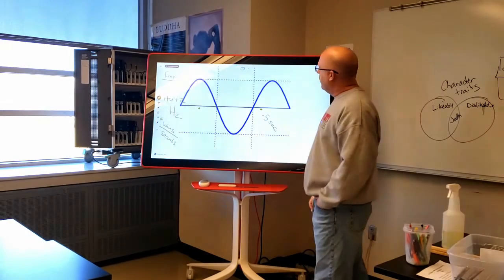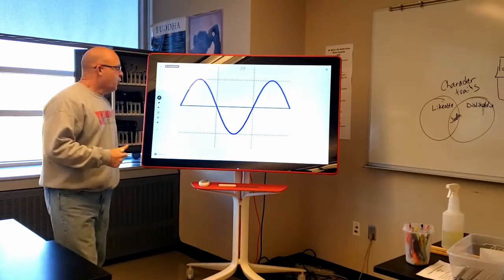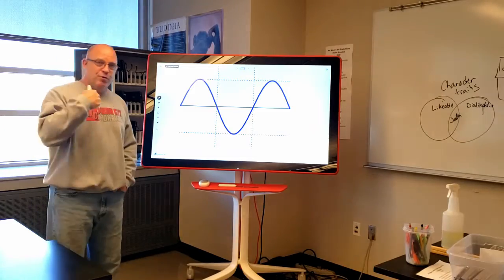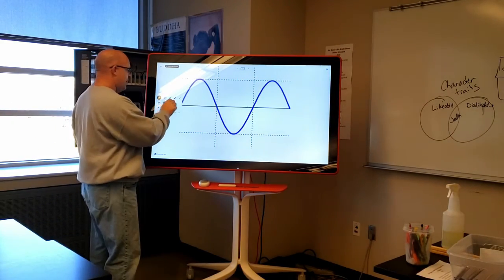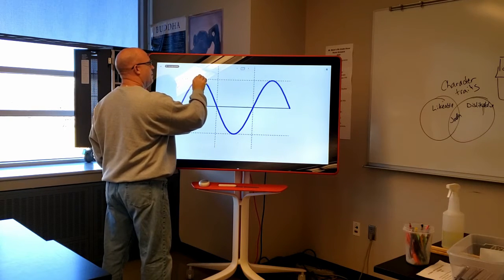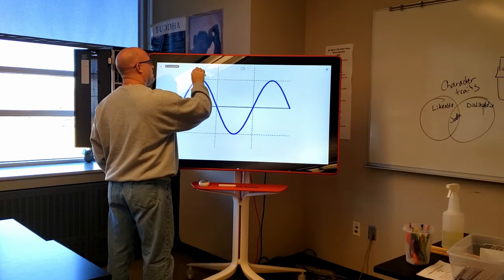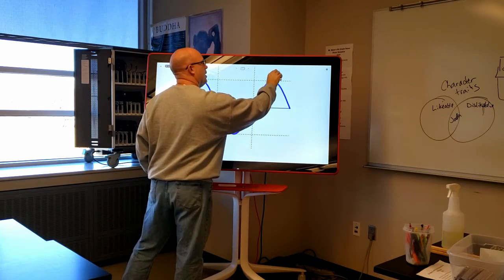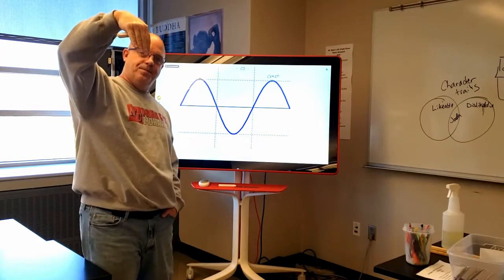All right, so here is our wave that we have. So we can label each one of these. The first one is crest, not the toothpaste. A crest is actually the topmost part of the wave. This is a crest. This is a crest. So the highest point of the wave, that's a crest.